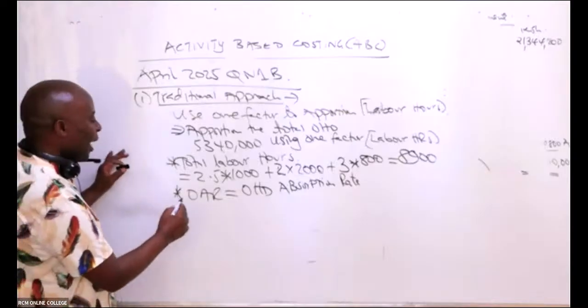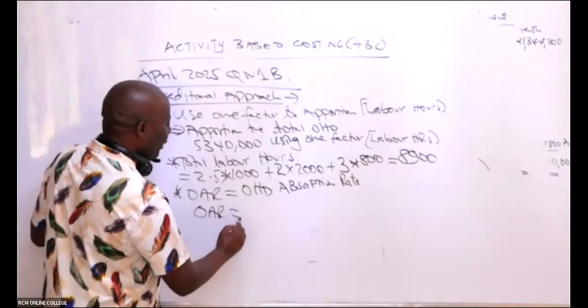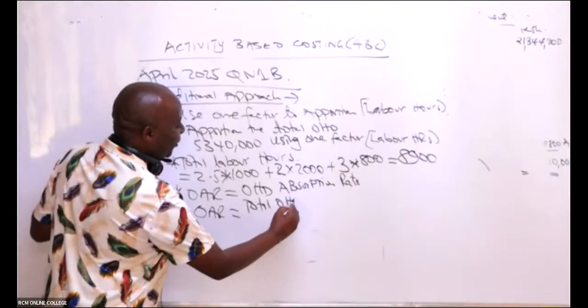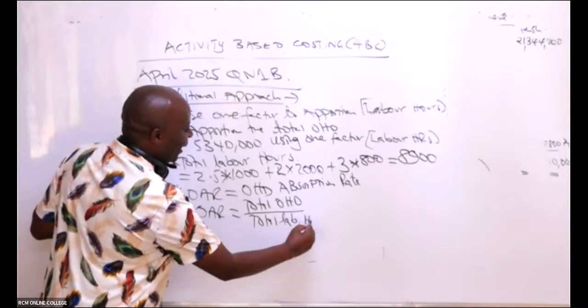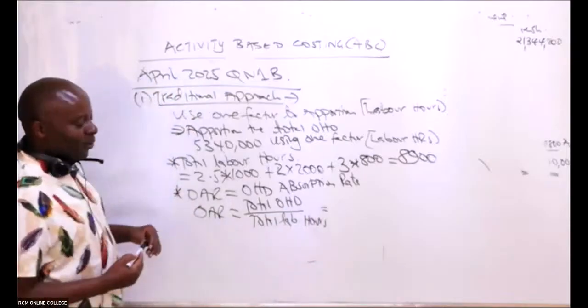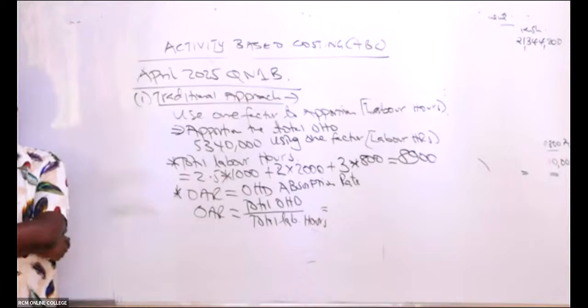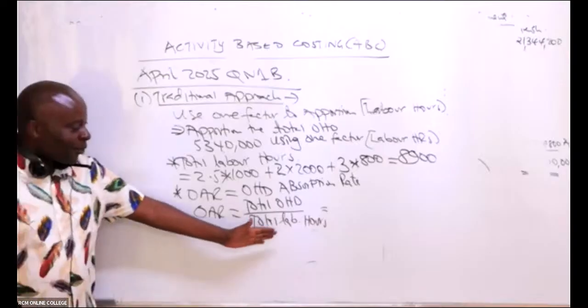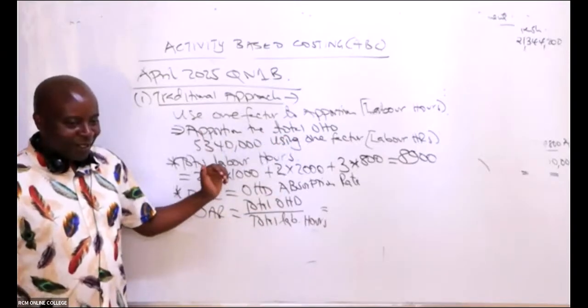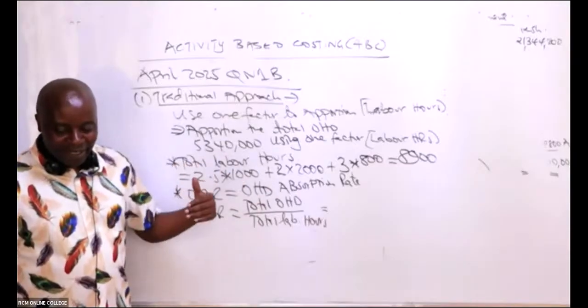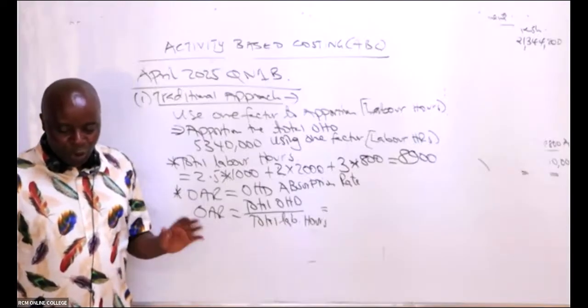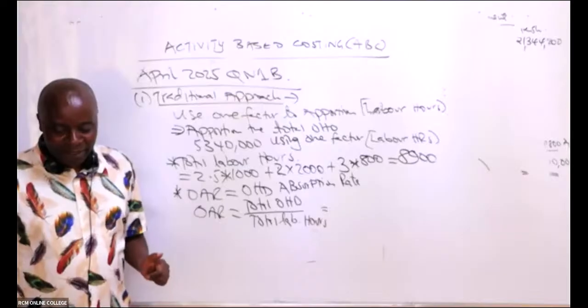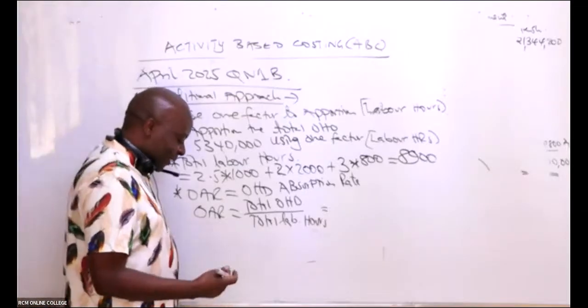How do I get this OAR? So OAR will be the total overhead all over the total labor hours. Total overhead over total labor hours, because here we must use the basis of absorption, and the basis in this case is labor hours. So total overhead, how much are we talking about?